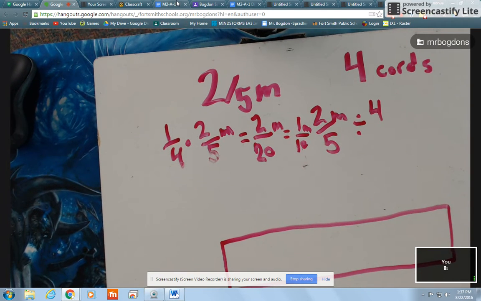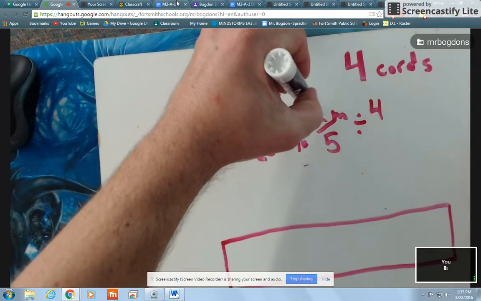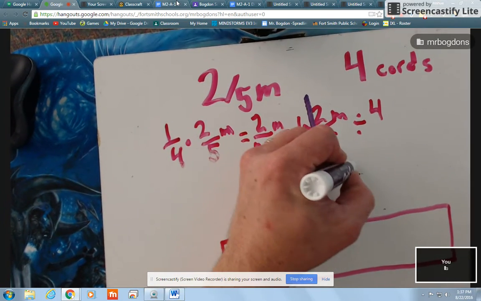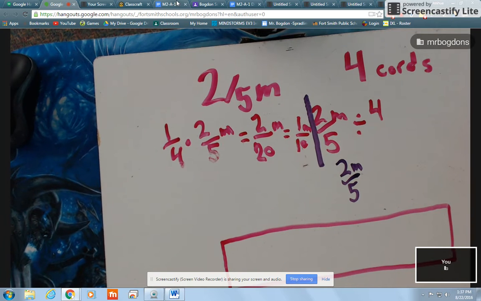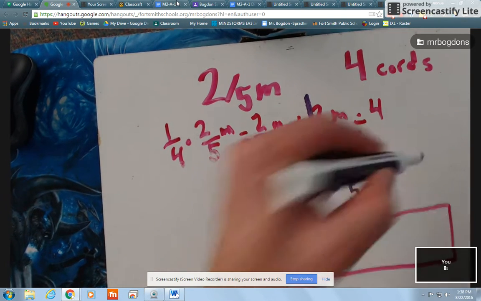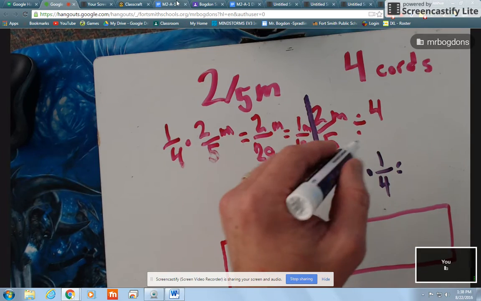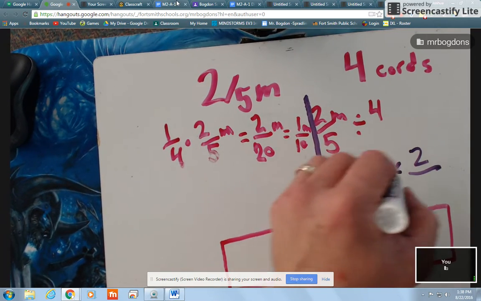So let's look at the division sentence. We know that whenever we divide, we have the keep, change, flip. So what do I keep? The 2/5 meters. What do I change? Guys, we were doing this all last year too, so I expect more response. Division to multiplication. Then what do I flip? The 4 changes into 1/4. This looks very familiar. Now it looks pretty much exactly like the multiplication sentence. 2 times 1 is? 5 times 4 is?